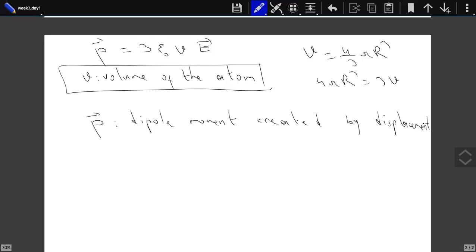And then you apply some electric field on your atom. Once you apply an electric field, the nuclei and the electrons just move in opposite directions. So their centers will be shifted relative to each other. And that creates the dipole moment.